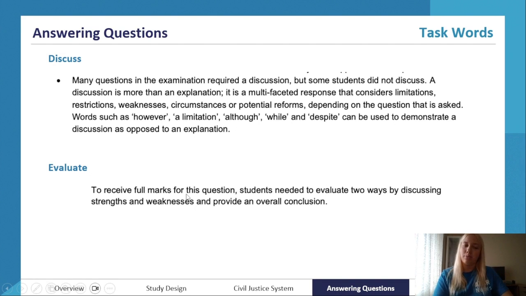Evaluate, most common issue, you see this all the time. To receive full marks for the question, students needed to evaluate in two ways: by discussing strengths and weaknesses, and providing an overall conclusion. Students not having a conclusion is being pointed out as well.